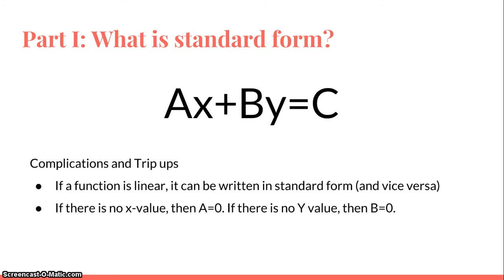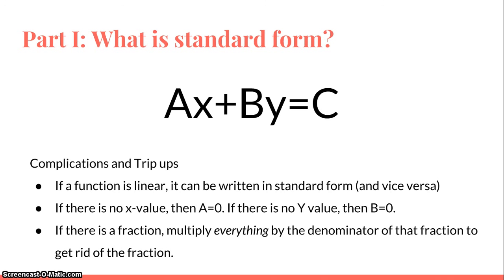Next, if there is no x value, then a is 0, and if there is no y value, then b is 0. Now, what that means is you'll see some of these equations where it'll just say like 7y equals 14. And you may think, oh, there's no x value, so now I don't know what a is. Well, that means that a is 0, and you will see some problems like that in the homework, so be aware. If you don't see x at all, that means a is 0. If you don't see y at all, that means b is 0.